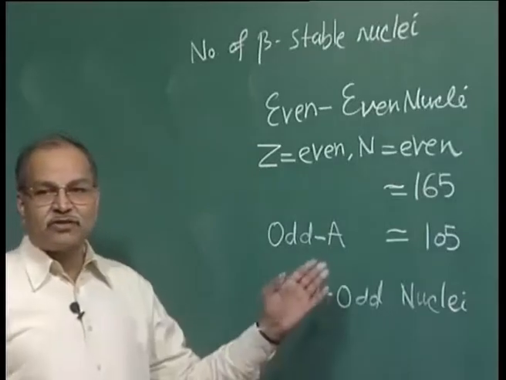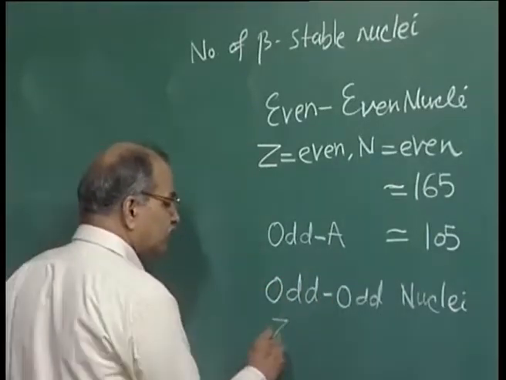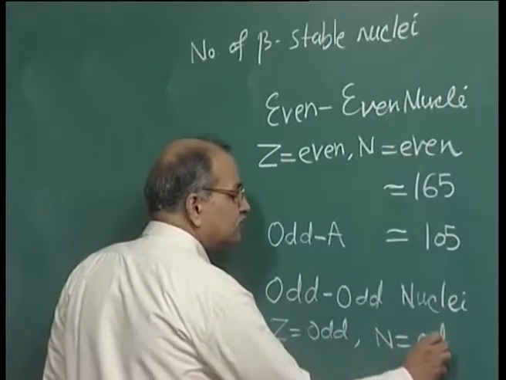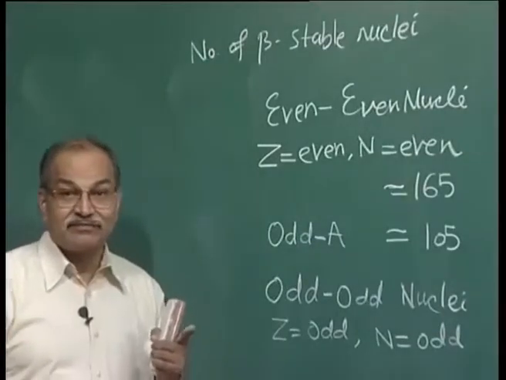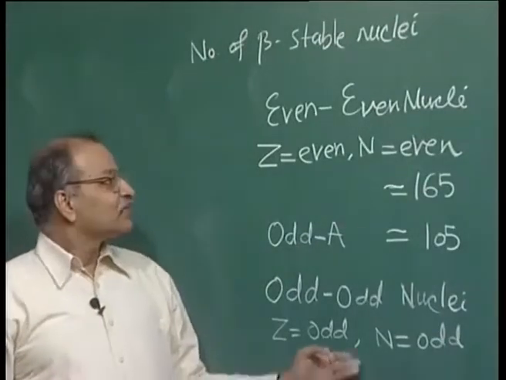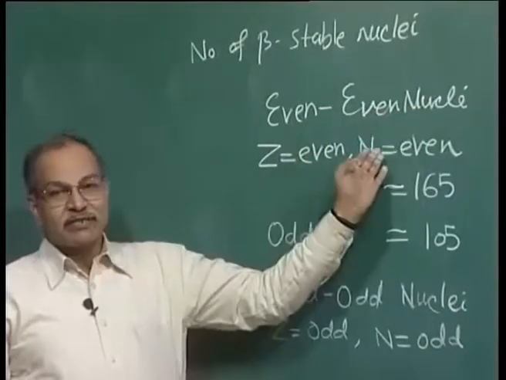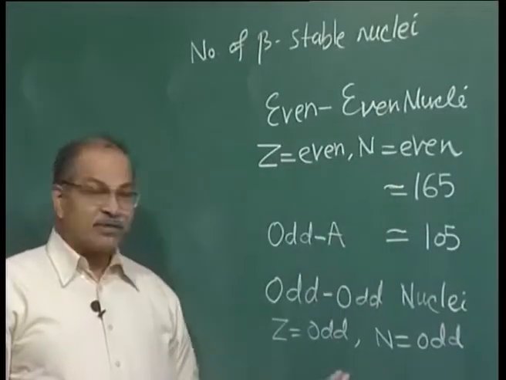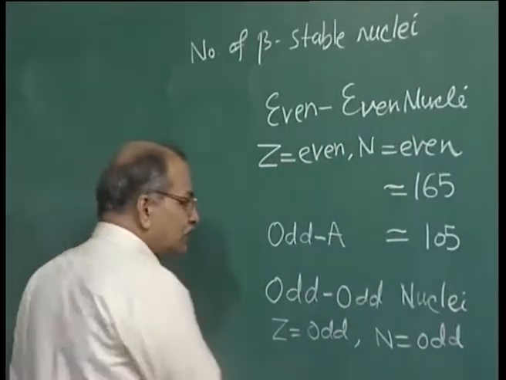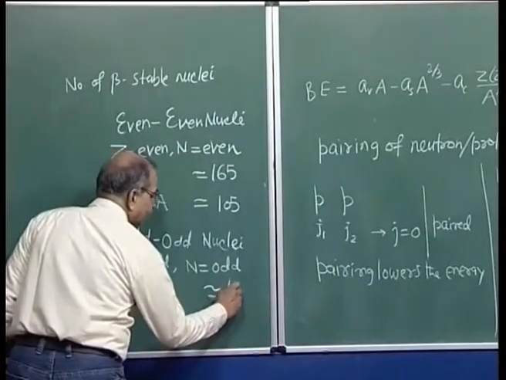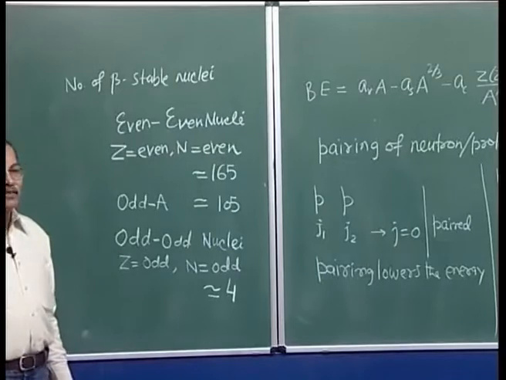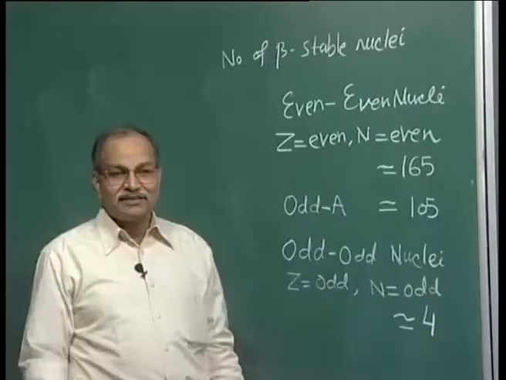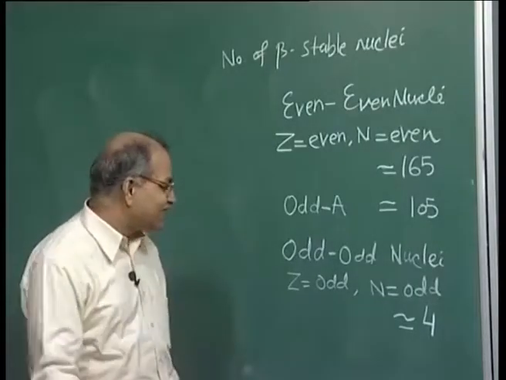And then if you look for odd nuclei, that means Z is odd and N is also odd, the total number A is even. Even nuclei also have total number A even, but there separately both are even, here separately both are odd. This total number is only 4. And since there are 4, I can remember that, and these are the lightest 4, I can just name them.